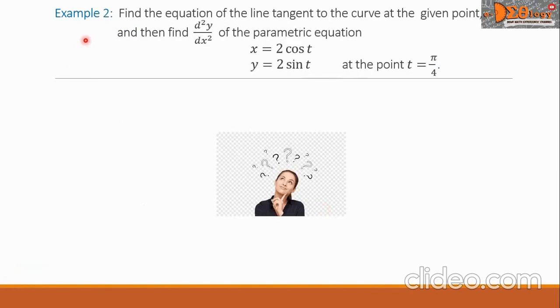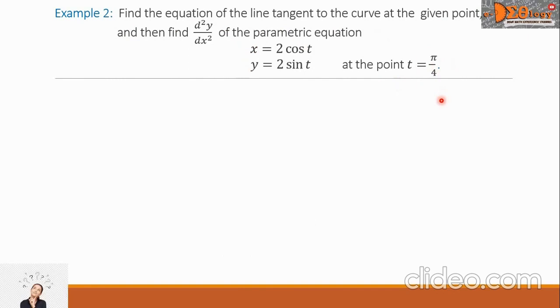Let us see this example 2. Find the equation of the line tangent to the curve at the given point, and then find the second derivative of the parametric equation. The equations are x equals 2 cosine t and y equals 2 sine t at the point t equals pi over 4. For our solution, let us first start with the tangent line.